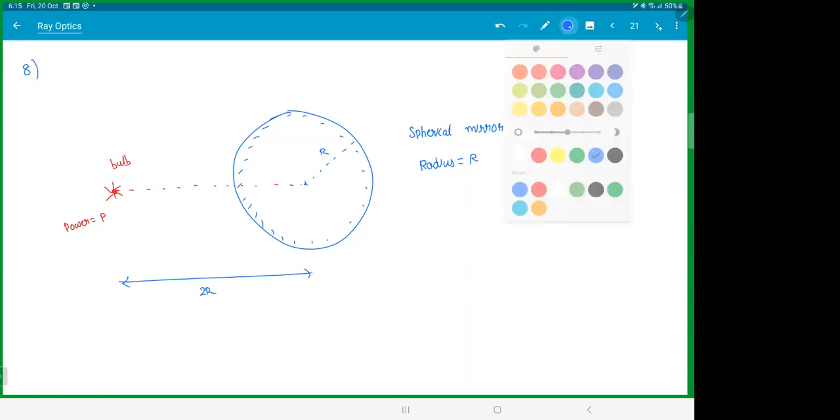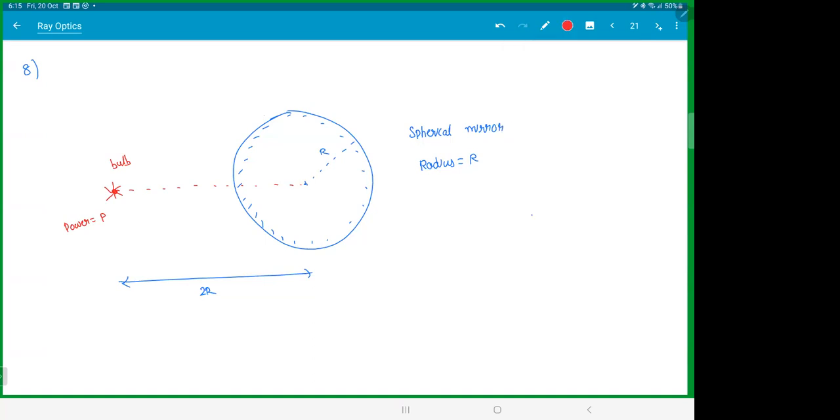Now, these light rays will go and hit the mirror and reflect. Some will bounce, some will go off like this. So the question is, find the power reflected by the mirror. The total power is P. How much power is getting reflected from the mirror?